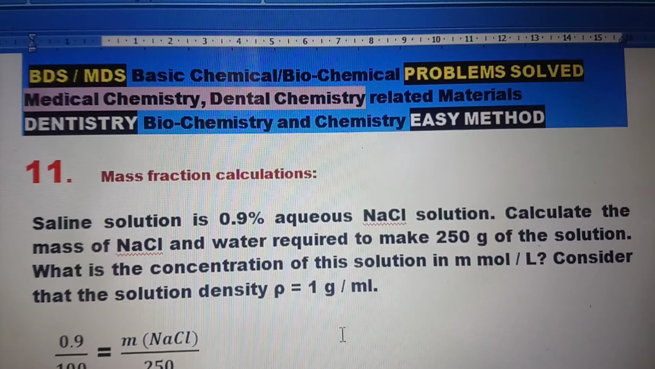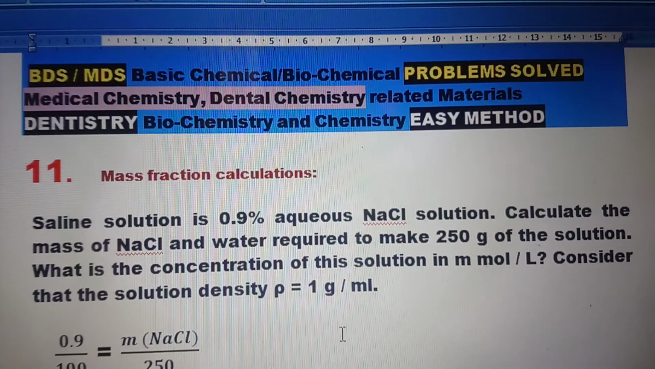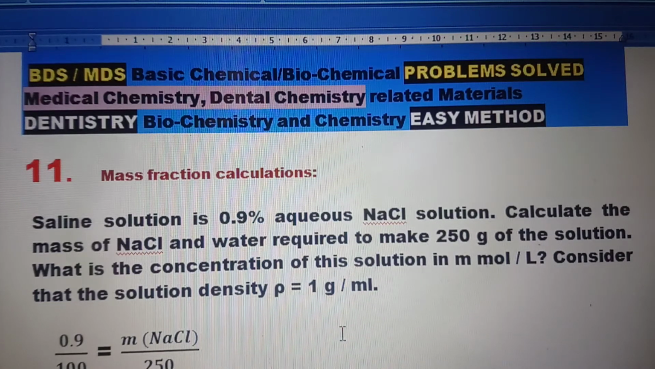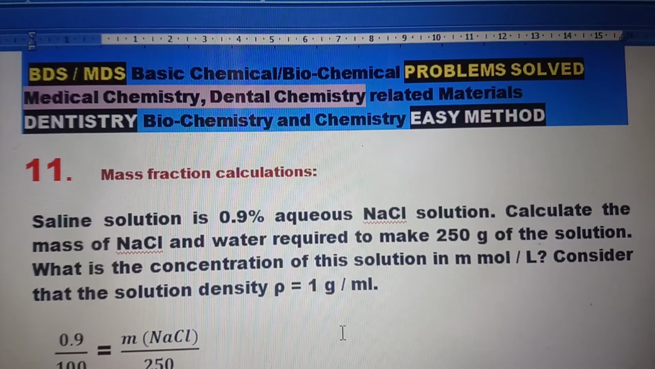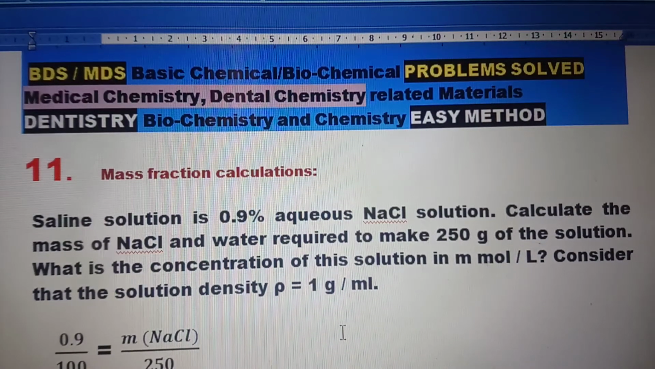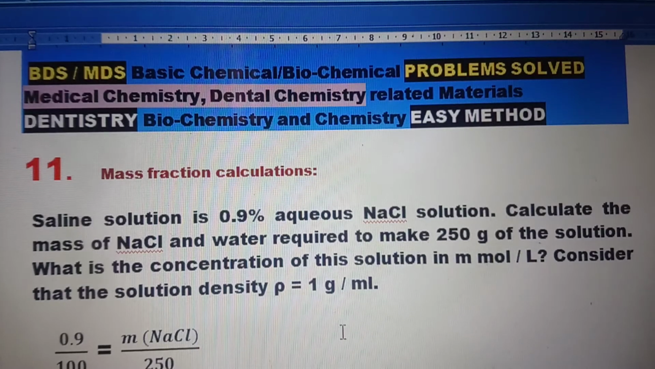And here we are dealing with the mass fraction calculation. The 11th question is: saline solution is 0.9% aqueous sodium chloride solution. Calculate the mass of sodium chloride and water required to make 250 grams of a solution. What is the concentration of this solution in millimoles per liter? Consider that the solution density rho is equal to 1 gram per milliliter.